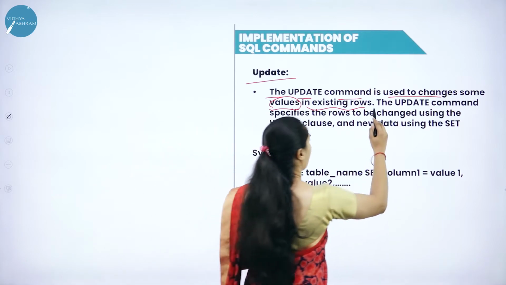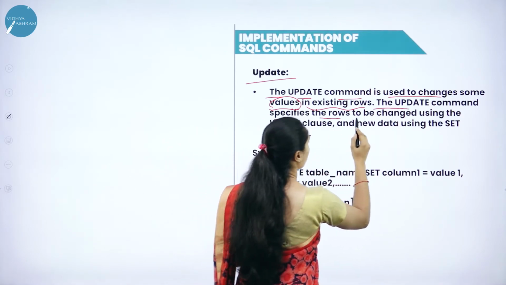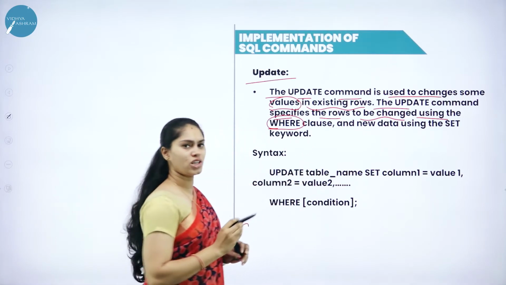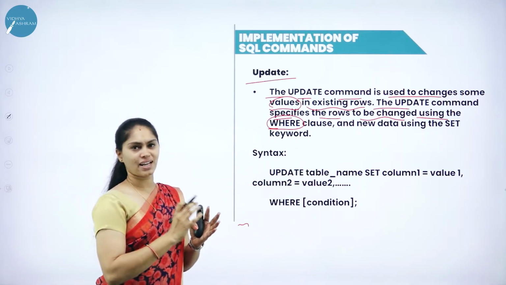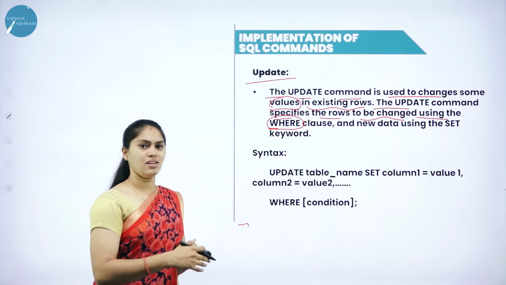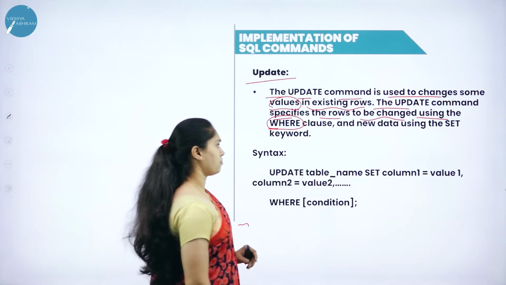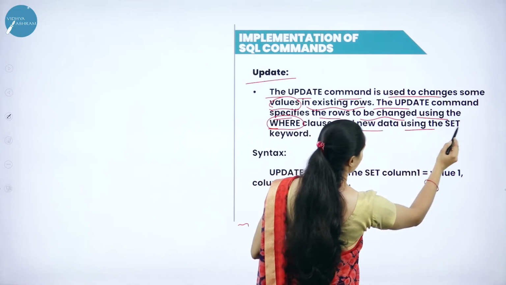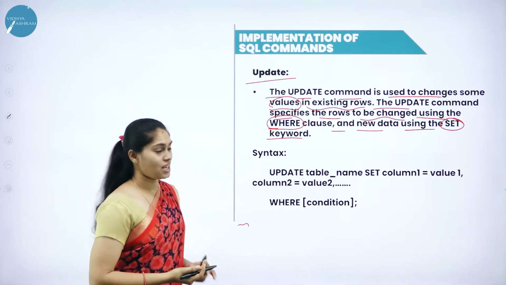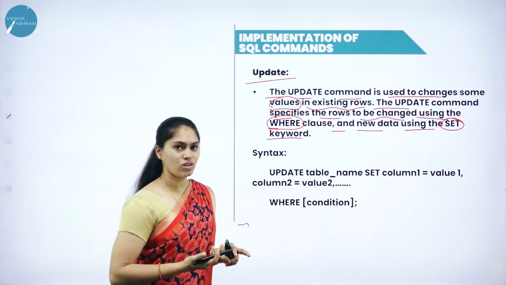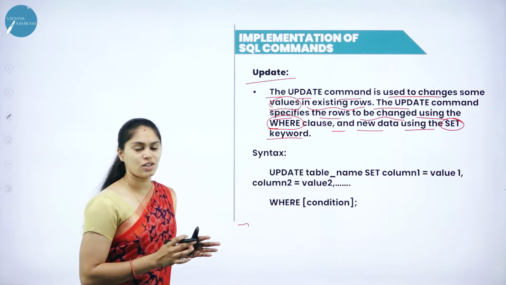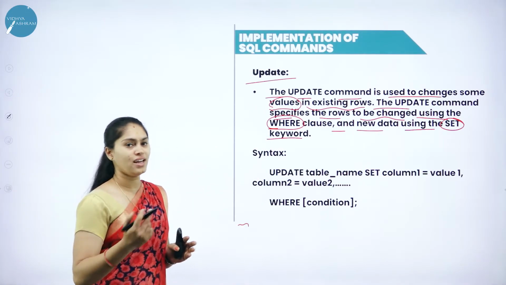The update command specifies the rows to be changed using the WHERE clause. So here also we are going to use WHERE, which is like a condition. Based on the condition, if the condition is satisfied, then we use this update command and new data using a SET keyword. We use this SET keyword in order to make changes or updation to the existing content of a row of a table.